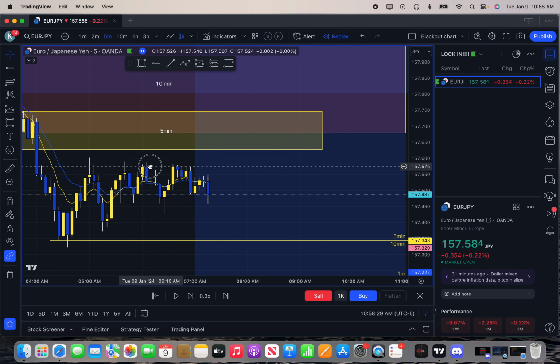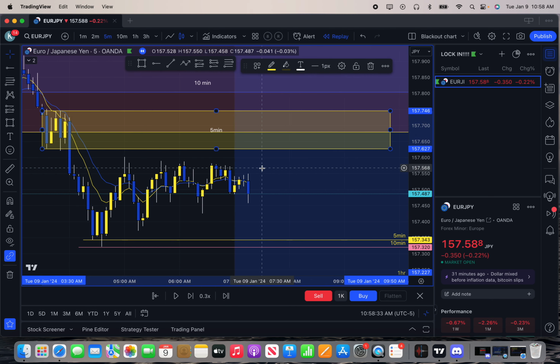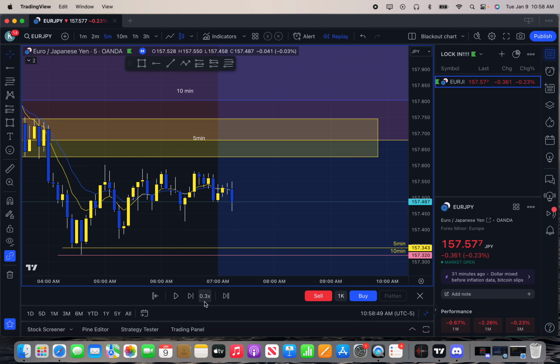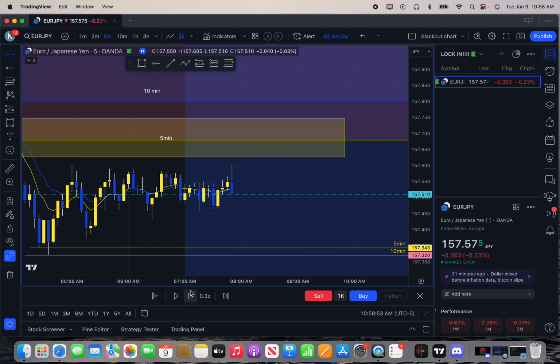And at this point in our session, we're doing nothing but waiting. If price pulls into the 5 minute and gives us an opportunity with a bearish confirmation, we will enter. If it breaks past the 5 minute but gives us a 10-minute, then we'll look to enter off the 10-minute. But let's just see what happens as of right now. So it's a little bit of patience here.